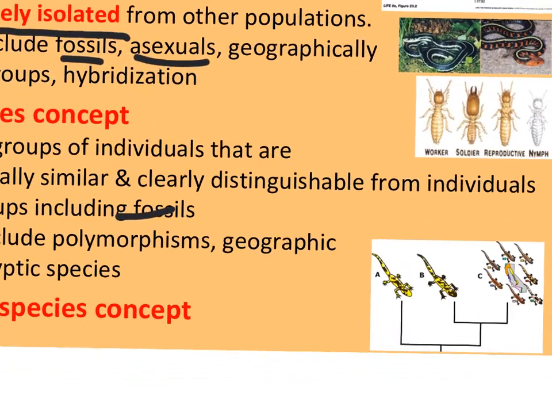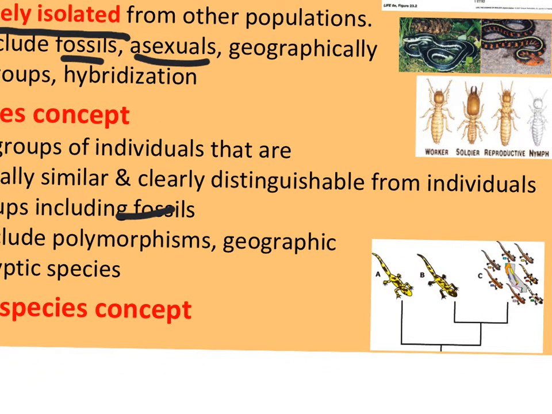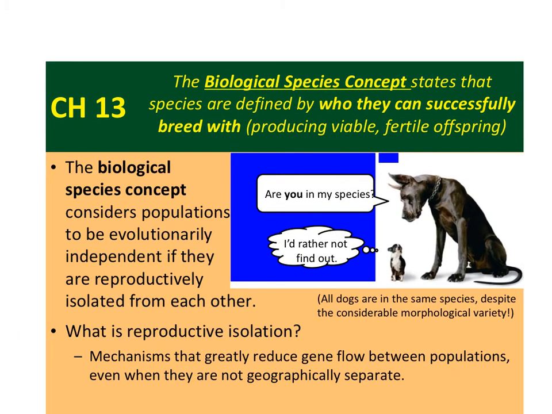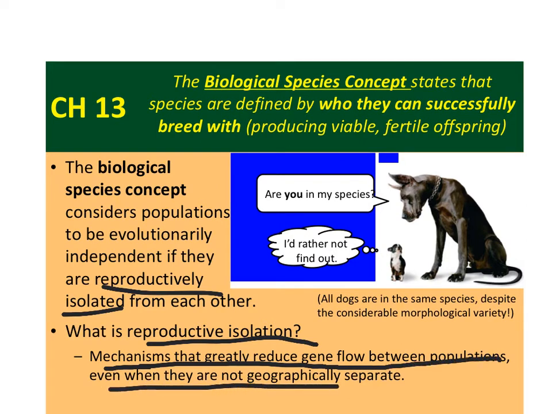Okay. And then these are salamanders. Do we consider all these over here all the same species, and can they actually interbreed together? Okay, so the biological species concept considers populations to be evolutionarily independent if they're reproductively isolated. That's the whole deal. Reproductive isolation involves mechanisms that greatly reduce gene flow between populations, even when they are not geographically separate. Okay.